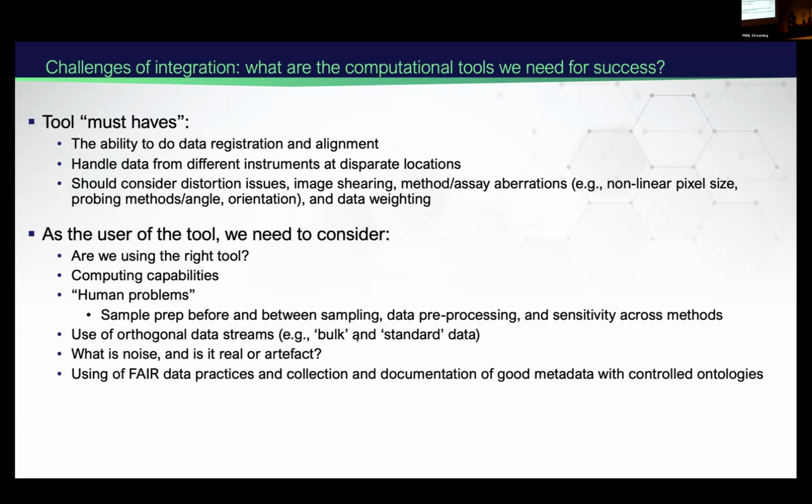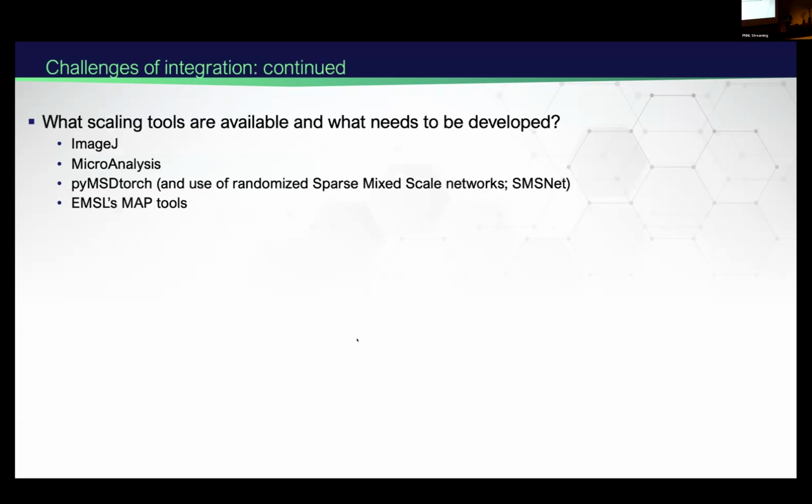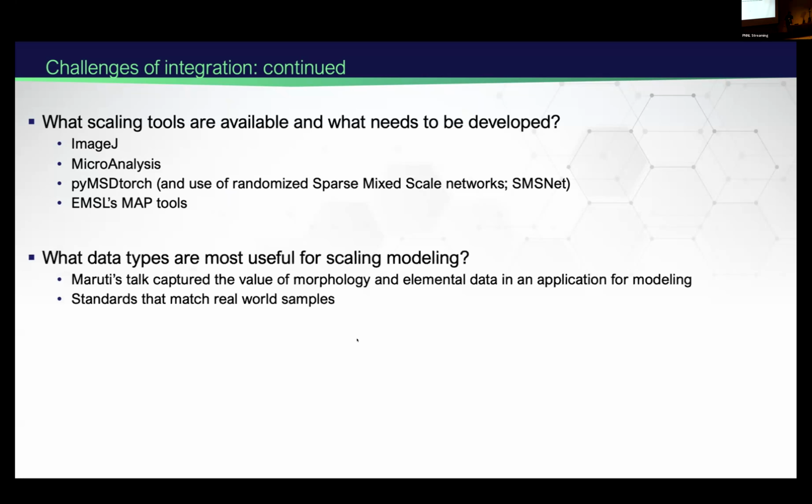And then, of course, using FAIR data practices and then collecting and documenting good metadata with controlled ontologies. This is where it makes it so that we can start doing a lot of this connecting of all our different omics data. And then we heard a lot about the scaling tools available and what needs to be developed, whether it's ImageJ, which is a very popular tool. And then Sam talked a lot about the microanalysis tool today, the PyMS dTorch, and these sparse mixed scales networks that Peter discussed yesterday, and then some of the EMSL map tools that are coming online.